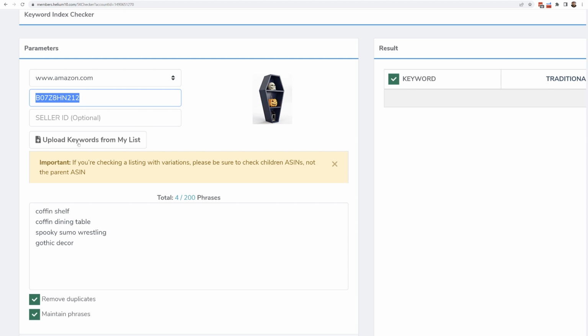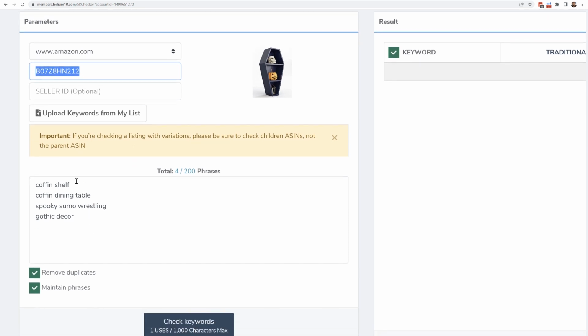All right. And then here I put in just some random keywords, coffin shelf. I figure, hey, I'm probably indexed for that keyword. Here's one that I'm not sure on, coffin dining table. I'm not sure if I'm indexed. I'm not sure if I'm searchable for that because I don't think I have those keywords in my listing. This one I'm pretty sure I'm not indexed for. Spooky sumo wrestling is another one I put in here. What spooky sumo wrestling would be, I don't want to picture that. And the last one is gothic decor.